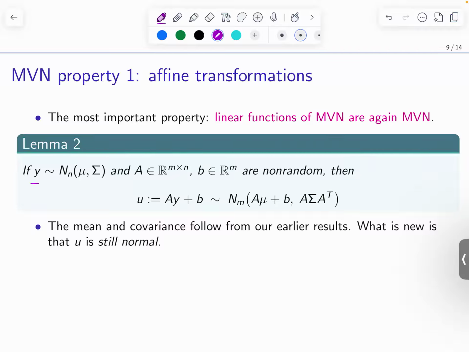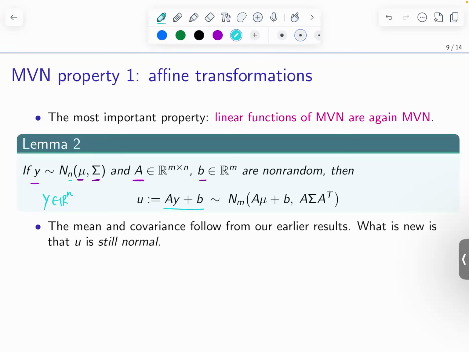It means that if y has a normal distribution with mean vector mu and covariance sigma, and I have a matrix A, m by n, let's say, and B is an m by 1 vector, and I have this n here to emphasize that this is a normal distribution in Rn. So y is really a vector in Rn, a Gaussian random vector in Rn, and I form this quantity Ay plus b. Let's call this u. This is a general affine transformation.